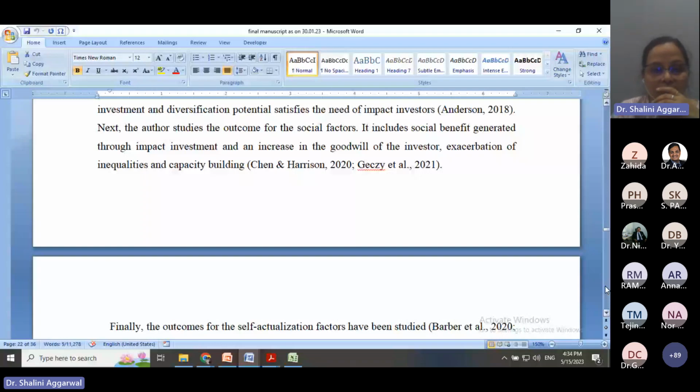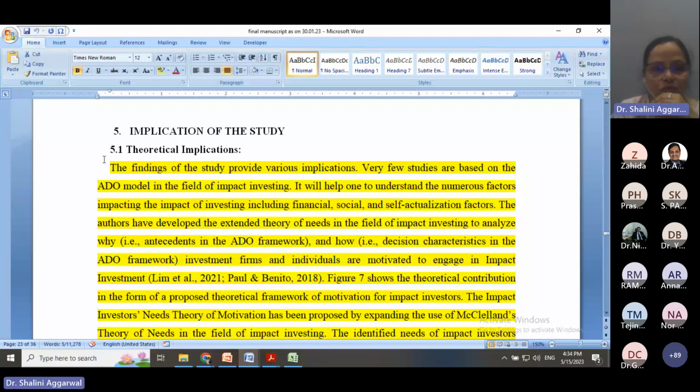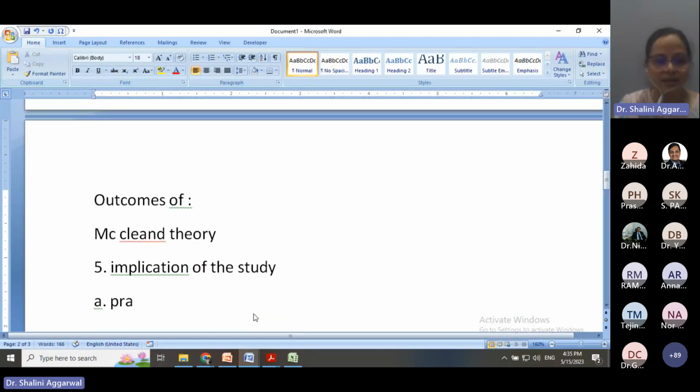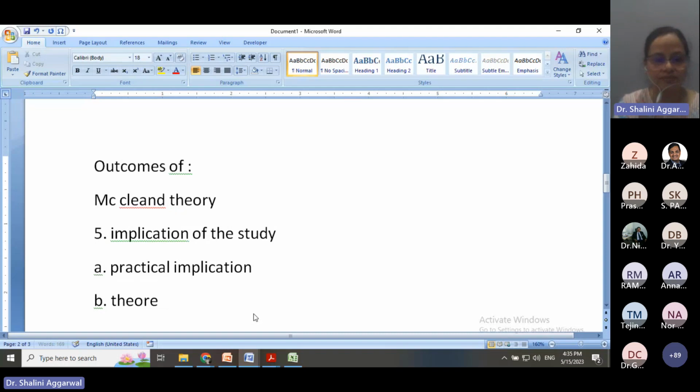Next is the implications of the study. The fifth aspect is the implications of the study. So what does it consist of? It consists of the practical implication, and second, it consists of the theoretical implication.